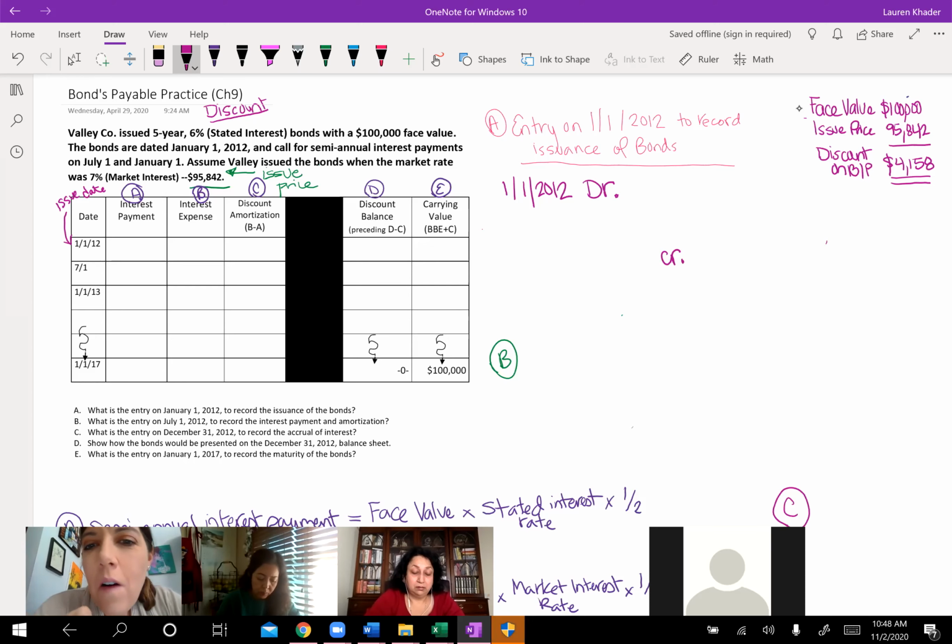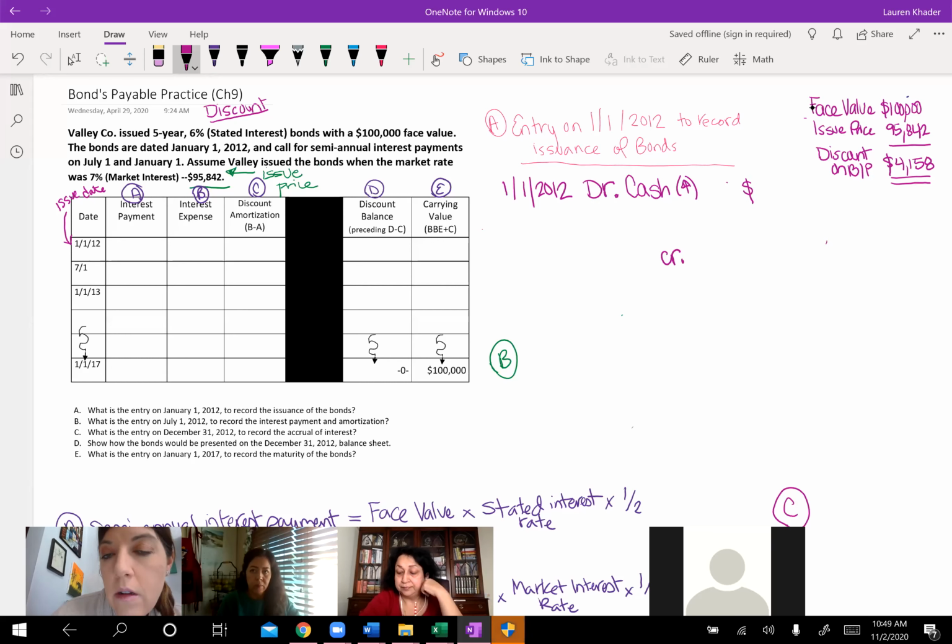So on January 1st, 2012, we're going to start with this entry. What do we debit when we issue the bonds? Cash and discounts on bonds payable. Yes, so we're going to debit cash, increasing cash. How much cash do we receive? 95,842, equal to the issue price.